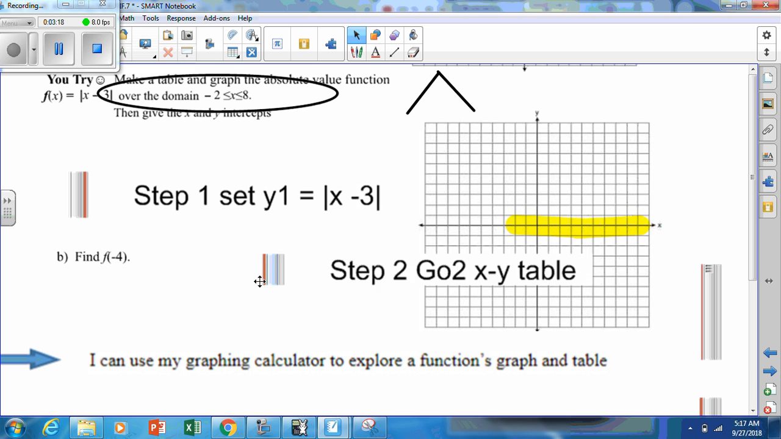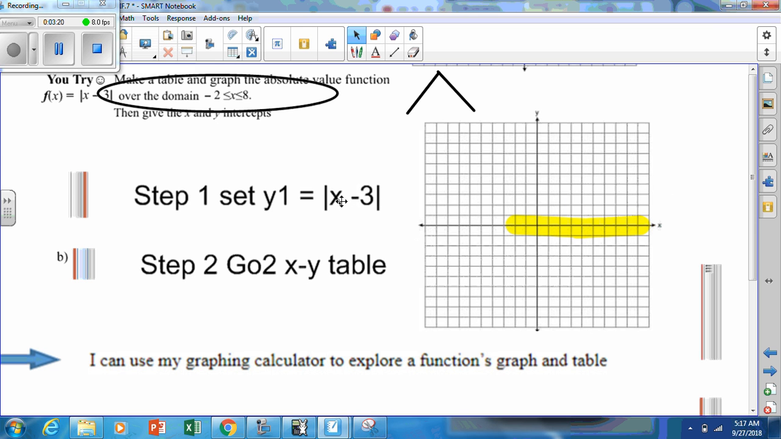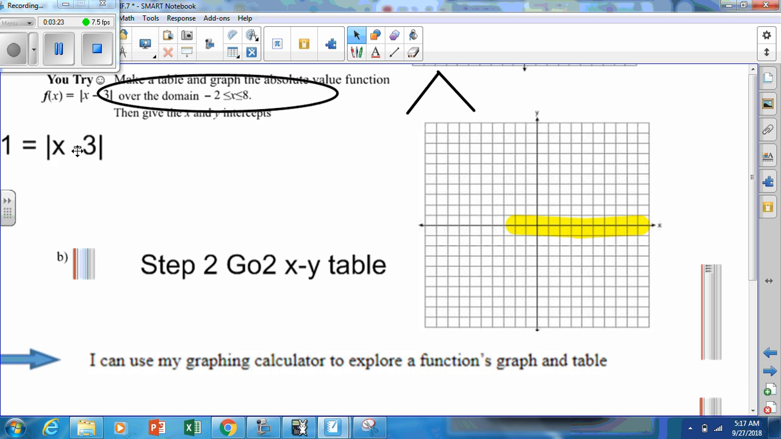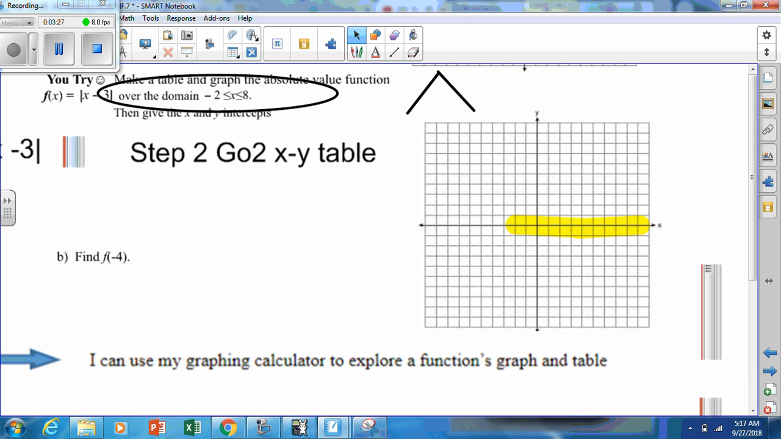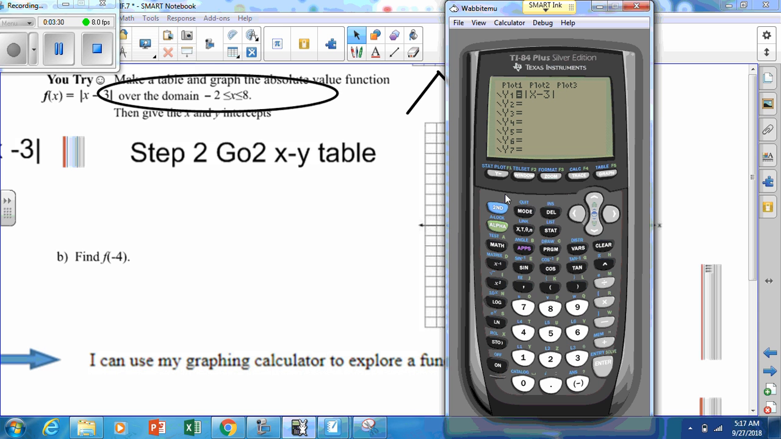So let's do that. Bring the XY table up. Here's my cheat: second, table. I'm looking for the X and Y intercept. Remember, my X and Y intercepts are my values when X is 0 and when Y is 0. I'm probably going to do a couple of videos just highlighting that, because that's a super important fact.